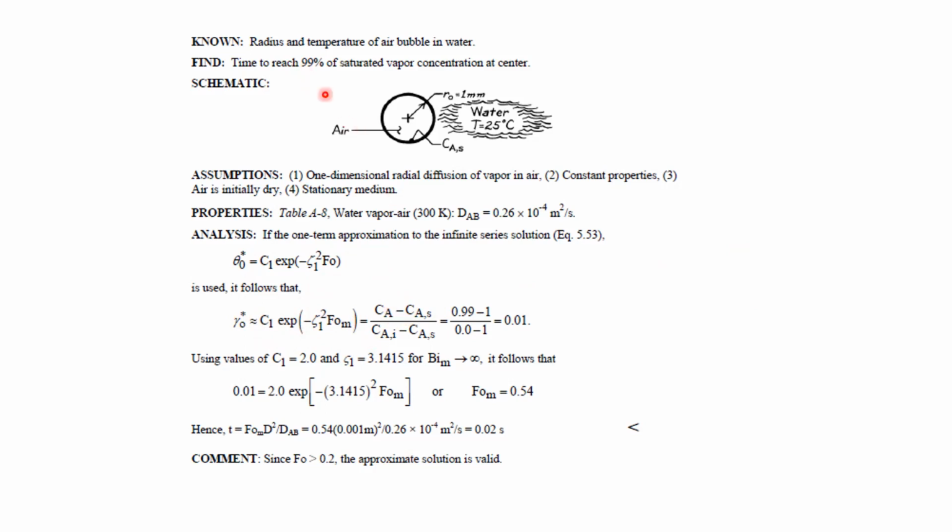So Ca, that value is 0.99. CAS, so that is a saturated value. That is 1. And it is said that the air is entering dry. So initially, there is no concentration of water. So that is 0. So when you substitute that, you can see that gamma O is equal to 0.01.